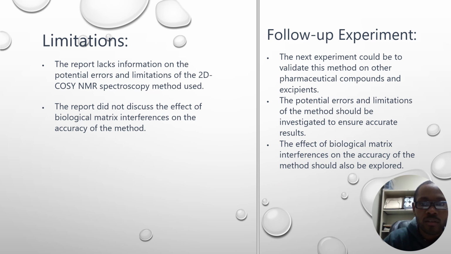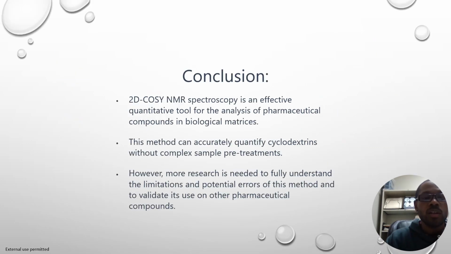To wrap it up, 2D NMR spectroscopy is an effective quantitative tool for the analysis of pharmaceutical compounds and biological matrices. This method can accurately quantify cyclodextrin without complex sample pretreatment. However, more research is needed to fully understand the limitations and potential errors of this method and to validate its use on other pharmaceutical compounds.